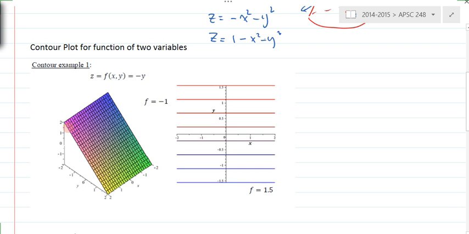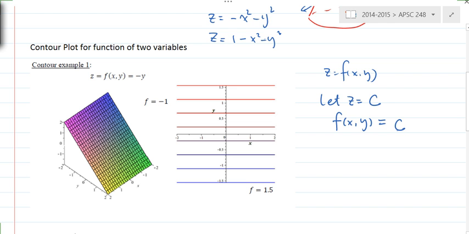For example, this is z equal to negative y. I showed you in the previous lecture. This is a plane here. So for a contour plot, what happens is this is z equal to f of x, y here. What you do is let z equal to a constant. We don't know what the constant is, just an arbitrary constant. Then what you have now is f of x, y equal to c.